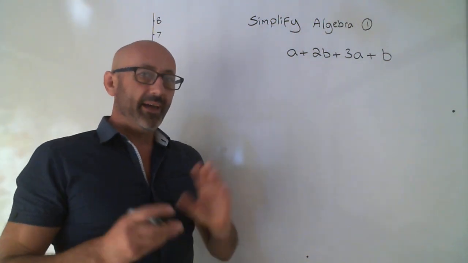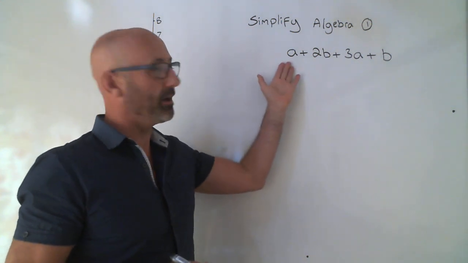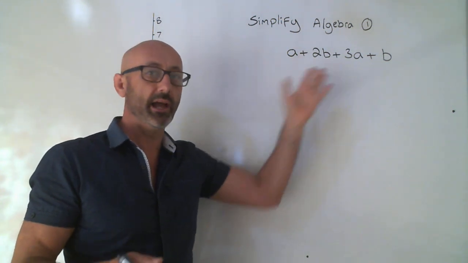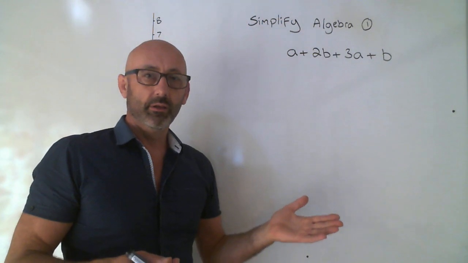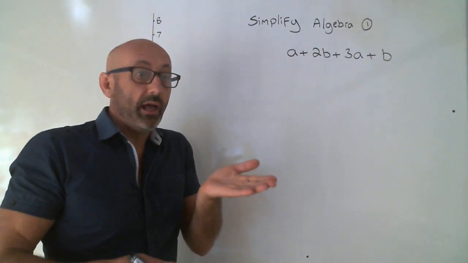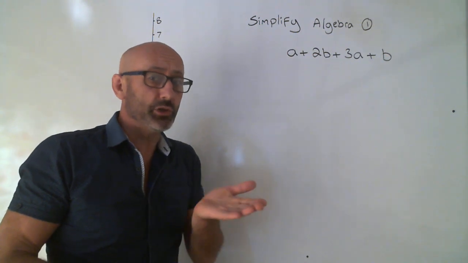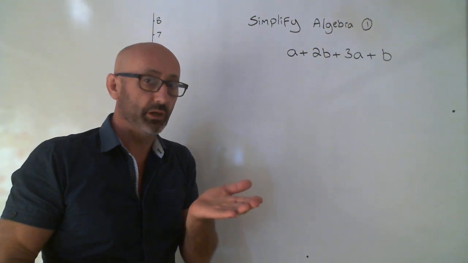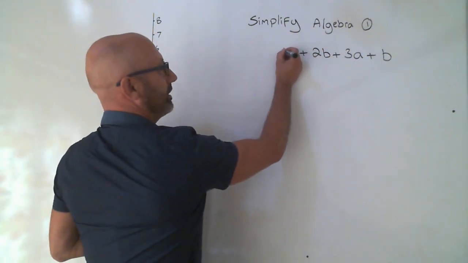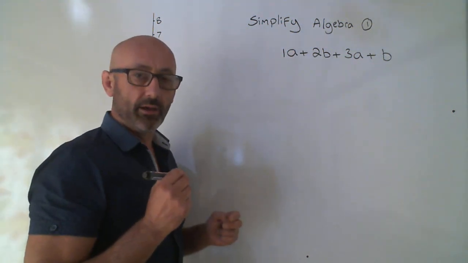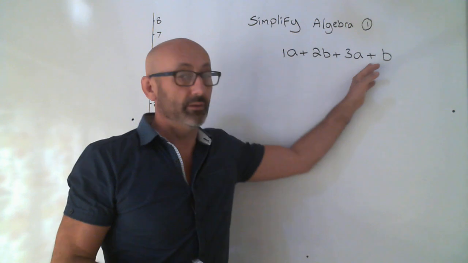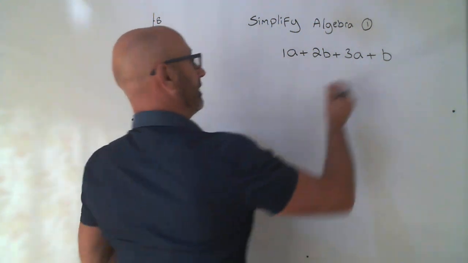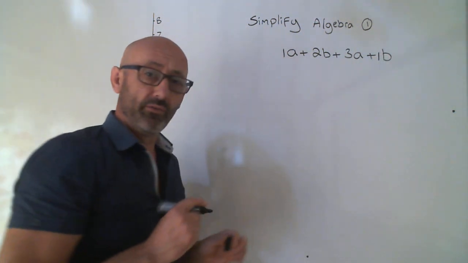I'll say it in apples and bananas. That is, apple, add 2 bananas, add 3 apples, add banana. Now, if I said to you, look, apple, you would all know that means 1 apple, wouldn't you? Which is why you need to stick a 1 there. If I said to you, banana, then it will be 1 banana, which is why you're going to stick a 1 there.